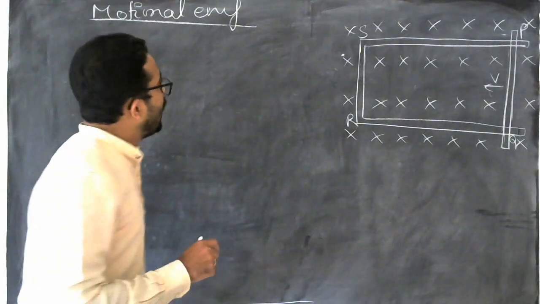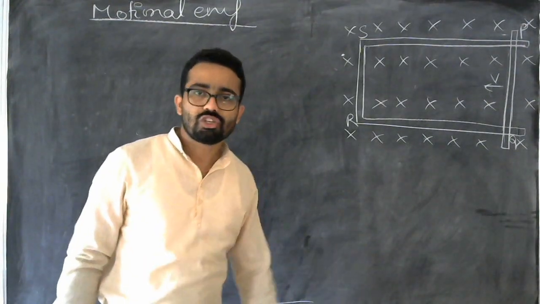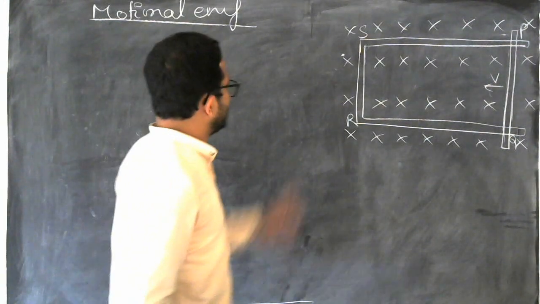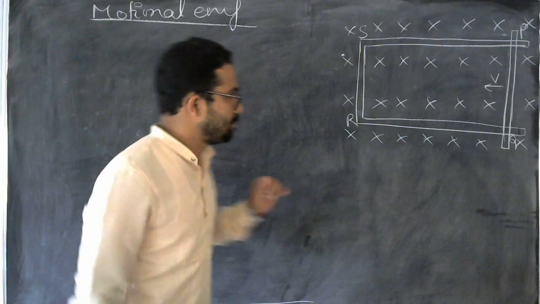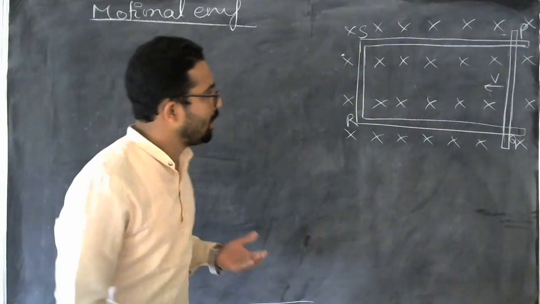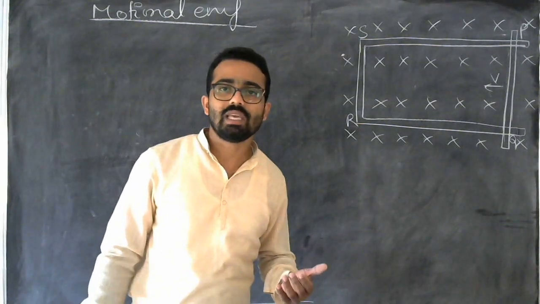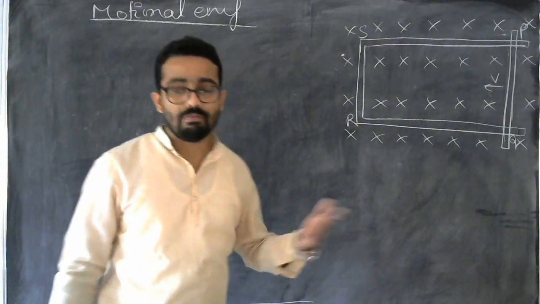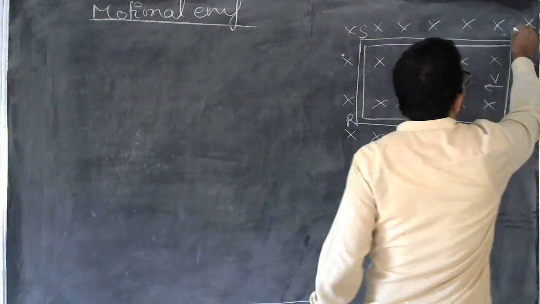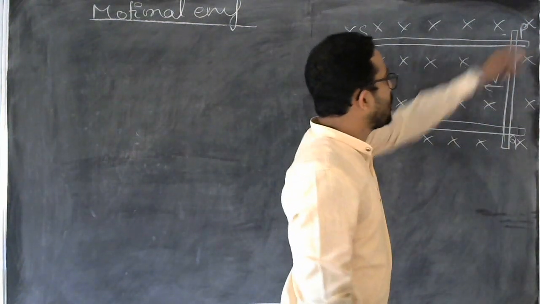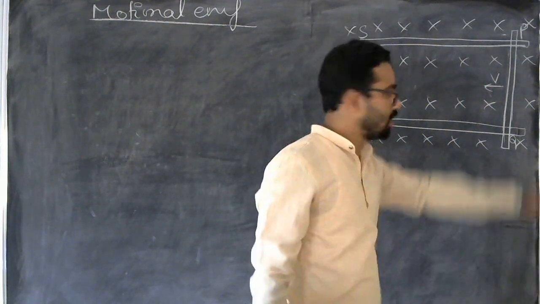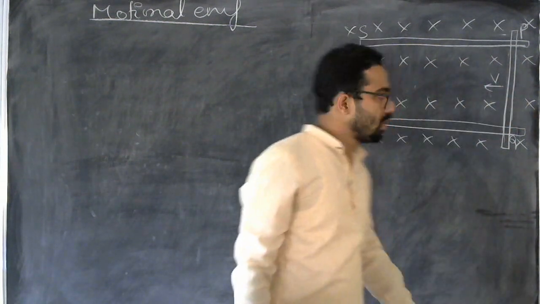We can also arrive at the expression for motional EMF in another way. So let us derive the expression for EMF in another way. Already we got an equation for the EMF, that is E = BLv. Now see, here this is a rod PQ, which will move across with the speed v.